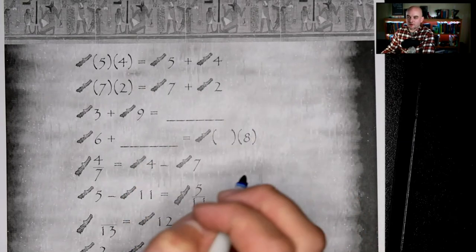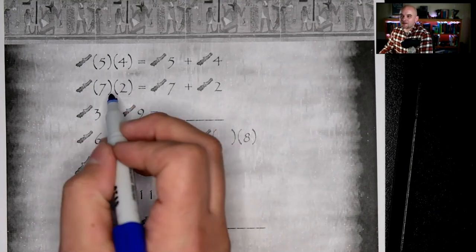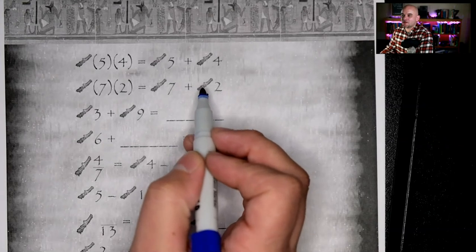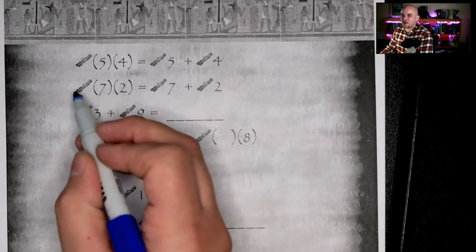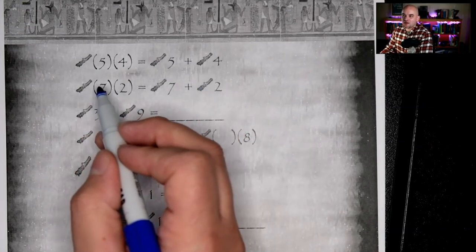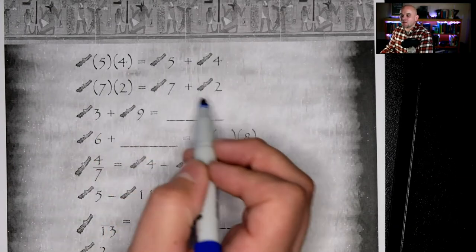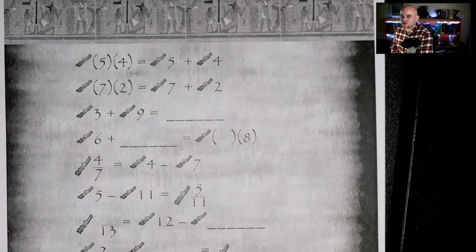Stay with me here, okay? If I got the bacon of 7 times 2, that equals bacon 7 plus bacon 2. So I can split that function up. Instead of saying bacon of the product of two numbers, that's the same thing as the bacon function plus the bacon function of the numbers individually.